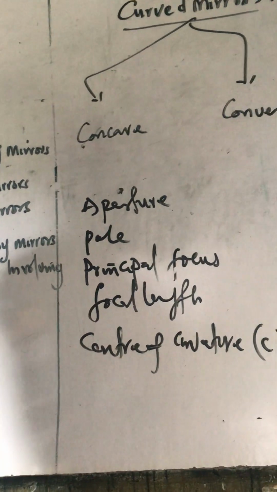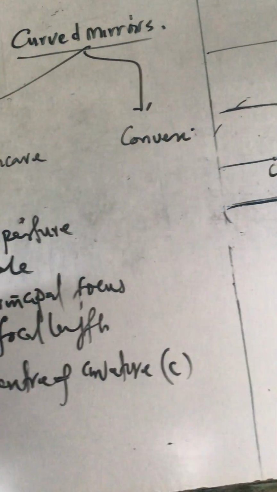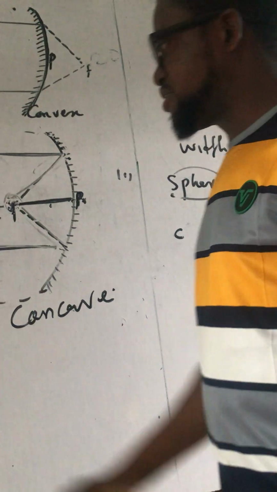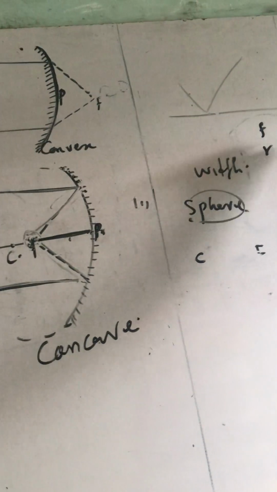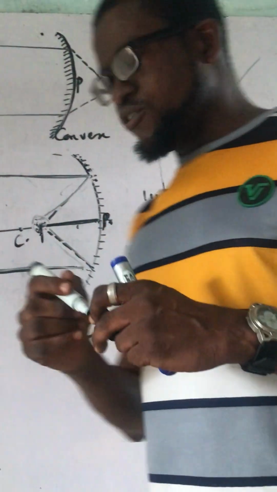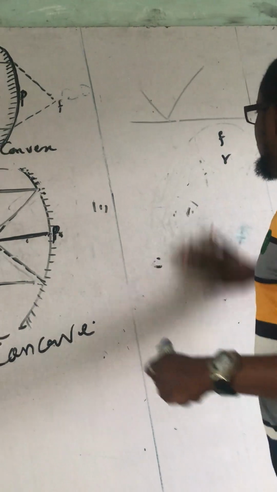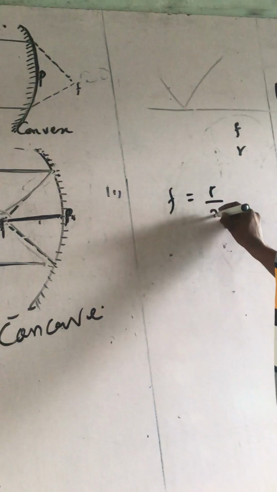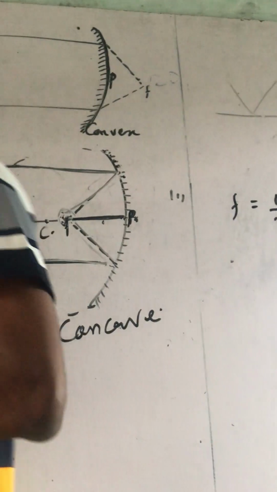So then we also talk about the relationship between focal length and radius of curvature. Radius of curvature has been discussed under this. So there is a relationship between f, that is focal length, and r, radius of curvature. Which means anytime you need focal length f, we can always use radius of curvature divided by 2.